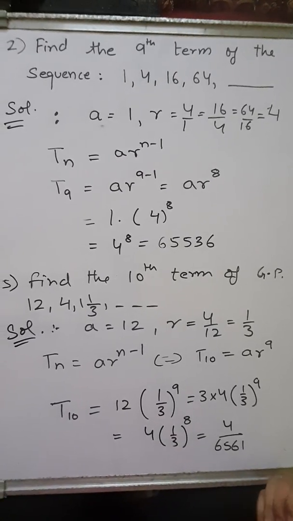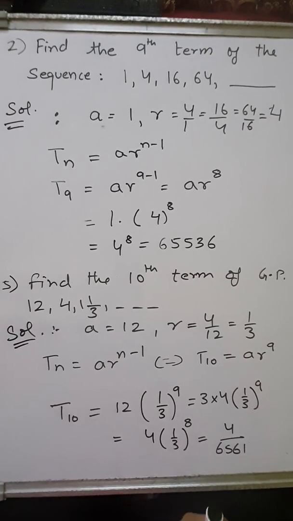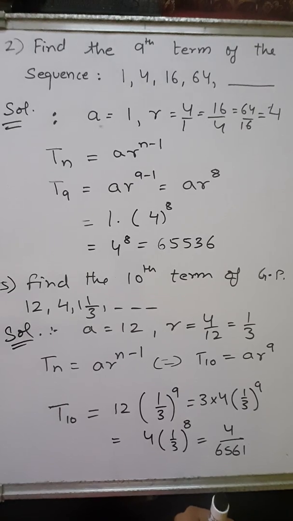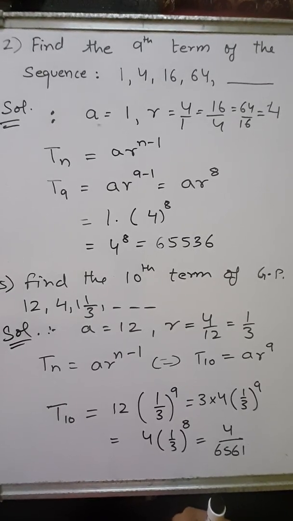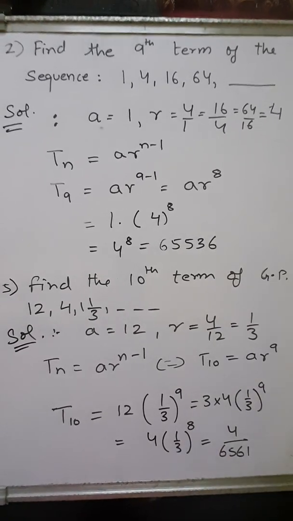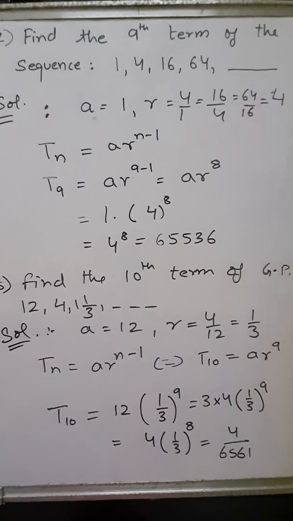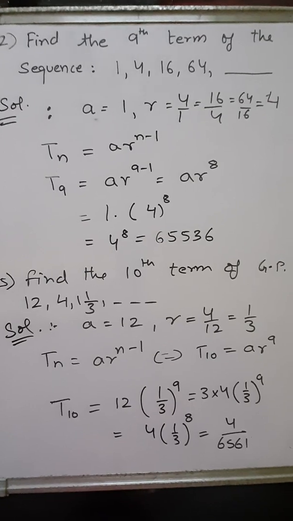Let's see a few sums based on the topic nth term of the sequence. Right? What is the formula that we have discussed for the nth term? Tn equals a r to the power n minus 1. Let's see in this sum, the question says find the ninth term of the sequence. The sequence is 1, 4, 16, 64.